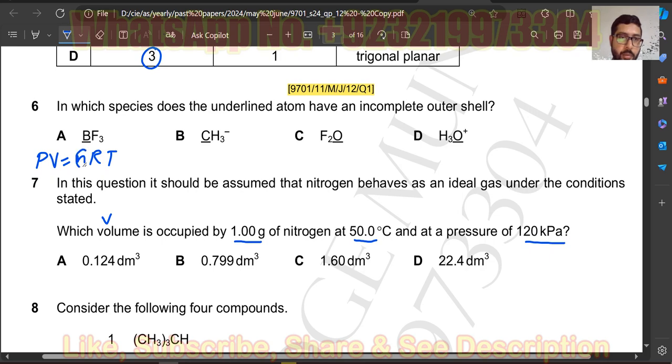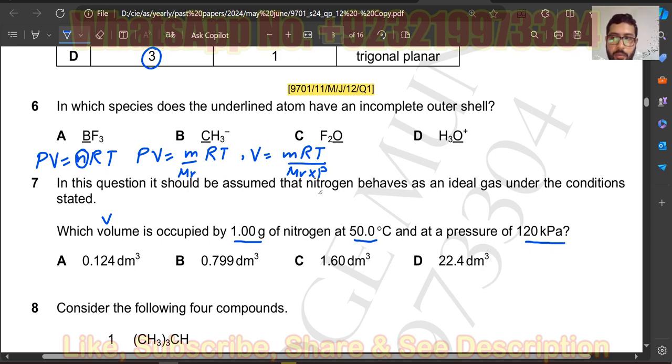But here we don't have the moles mentioned, which means we need to devise another formula from this equation. PV can be modified into PV is equal to mass over relative molecular mass times RT, and after rearranging it, because we have to find the volume, V becomes mRT over relative molecular mass times pressure. Okay, that's the actual formula.